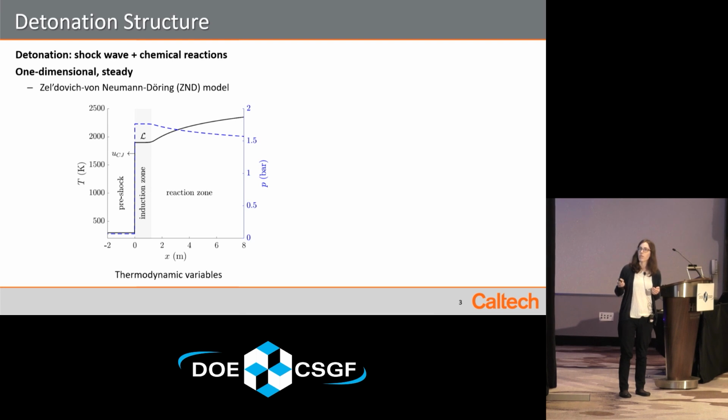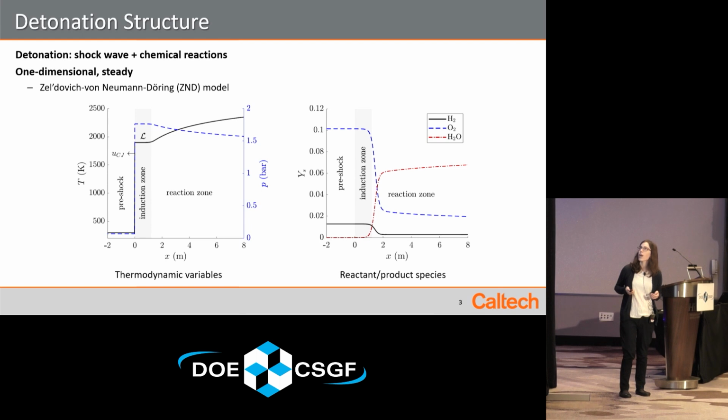And then this is followed by a reaction zone, where chemistry is occurring and our thermodynamic variables start to change. If we look at what's happening in the composition space, I'll be talking about hydrogen combustion. Our reactants here on the left are hydrogen and oxygen. Through the shock and through the induction zone, they remain relatively constant. And then in our reaction zone, that's where we start to have a lot of changes in the chemical composition. We form water, and our reactants are used up.